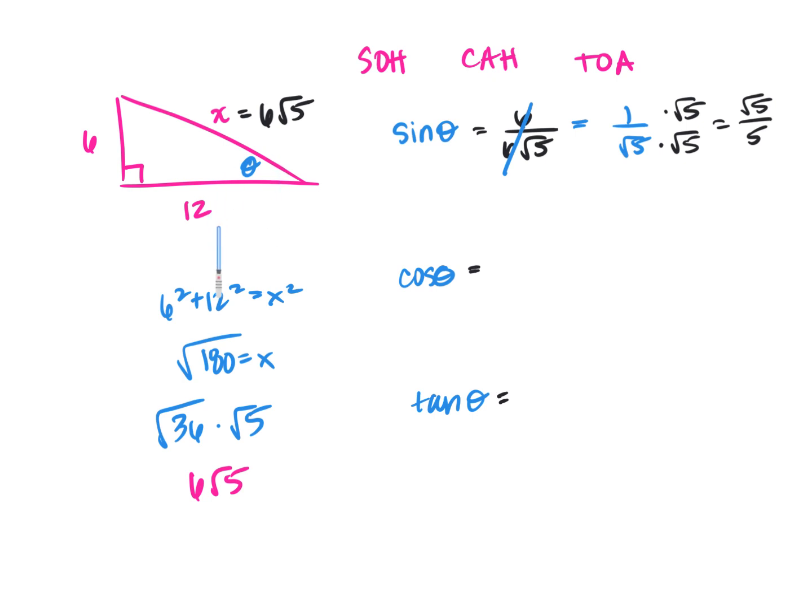Cosine of theta, adjacent over hypotenuse, 12 over 6 root 5. Want to simplify that at all? Yeah, I'd go make that a 2. And then what would my final answer be? Yeah, multiply by that root 5, and I get a 2 root 5 over 5. Not canceling these out because one's in a square root, right? Beckett. Last one, the tangent of theta.